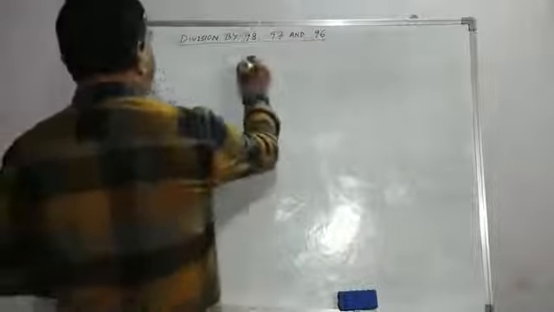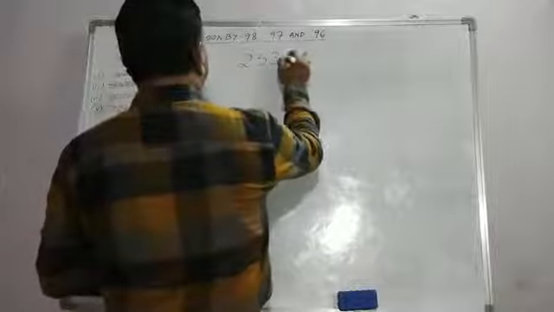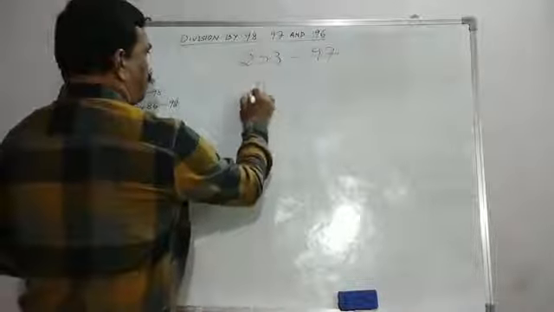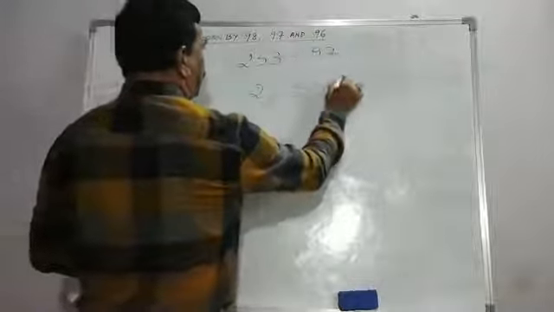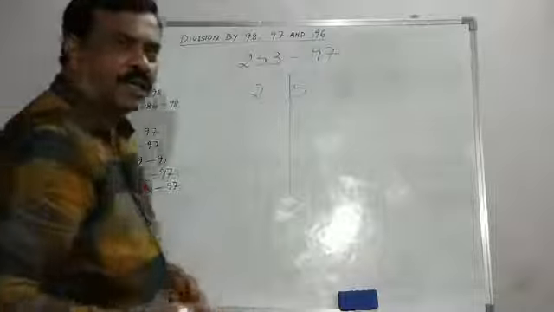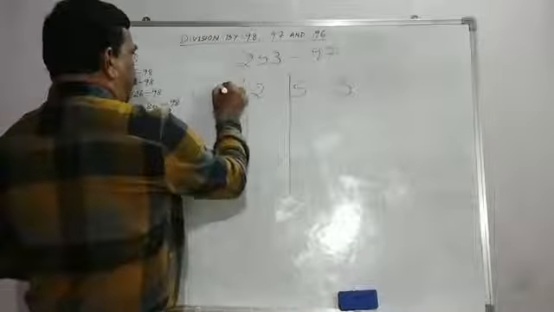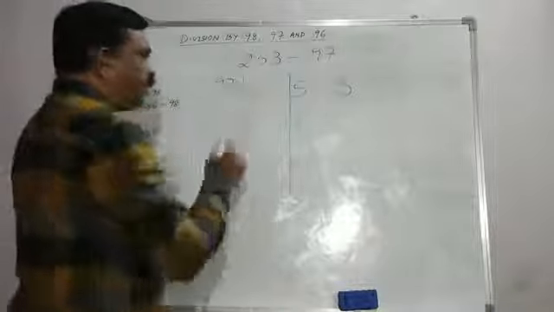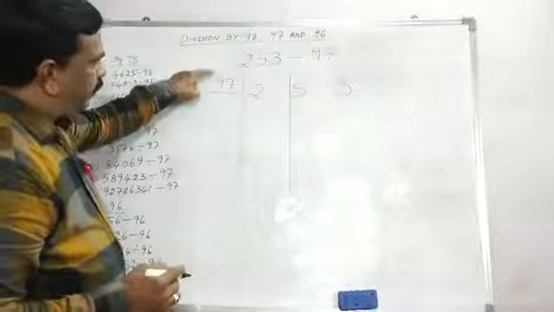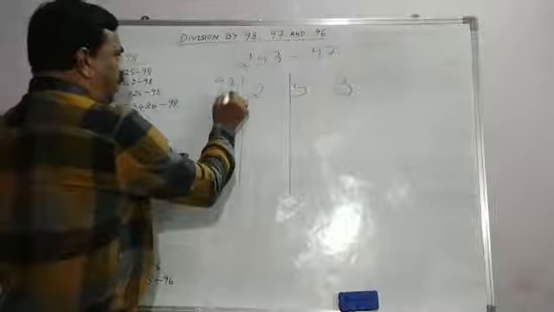First, I take a 3-digit number, 253 divided by 97. So write 2, 5, 3 like this, and the last 2 digits you reserve for the remainder part. Here 97, and we use the same Nikhilam Sutra here. 9 minus 9 is 0, and the last number 10 minus 7 is 3.